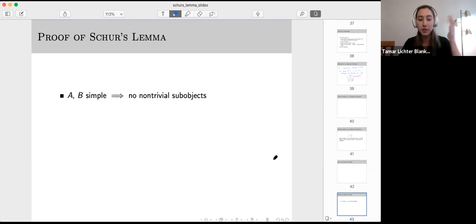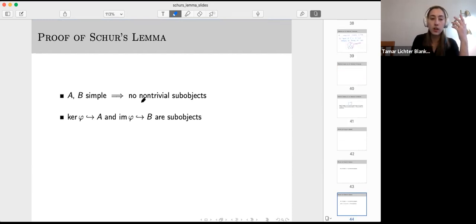So you start with the fact that A and B are simple, so they have no non-trivial subobjects. Then you prove that the kernel of phi and the image of phi are subobjects of A and B, respectively. I wrote an arrow here instead of subset because these are not necessarily subsets, right? We're being very abstract here. Kernel is defined in that weird way that I showed you before, and image is also weird. If you're a category theorist, maybe it's obvious, but they're defined in this very categorical way. But whatever, the things that correspond to kernel and image in this general framework are still subobjects of A and B.